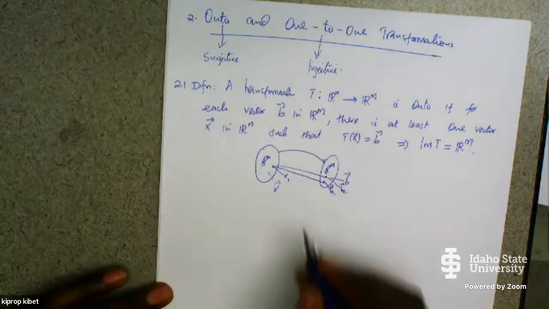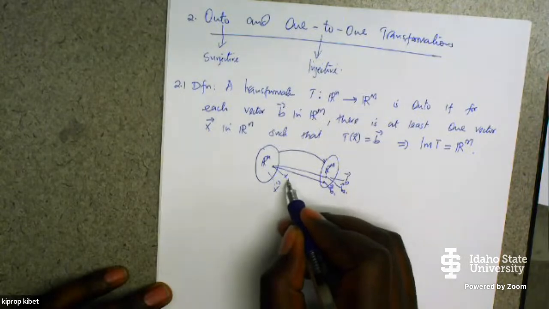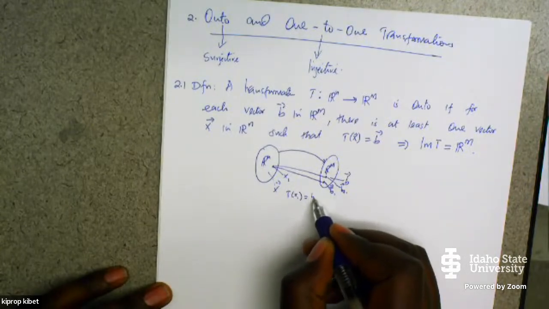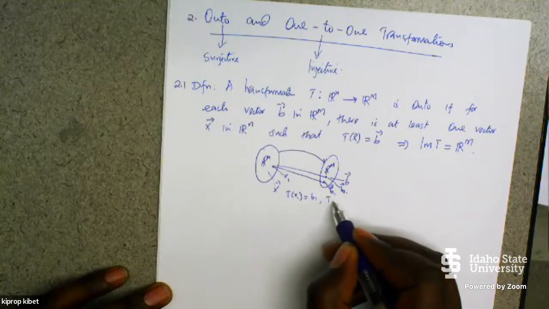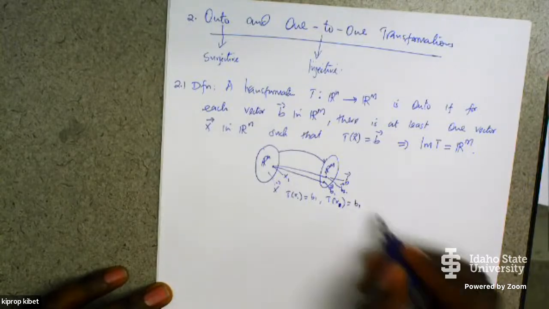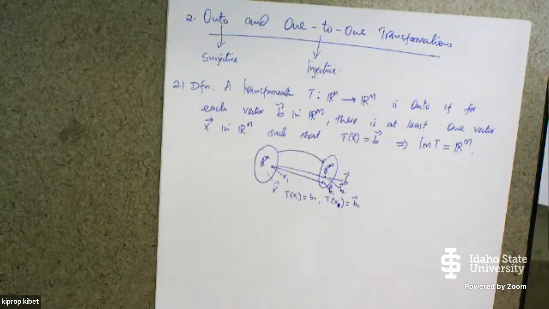Yes, so it will be T of X1 equals B1. T of X2 or X1 again can also be equal to B1. So any vector here can map to any vector which is here.